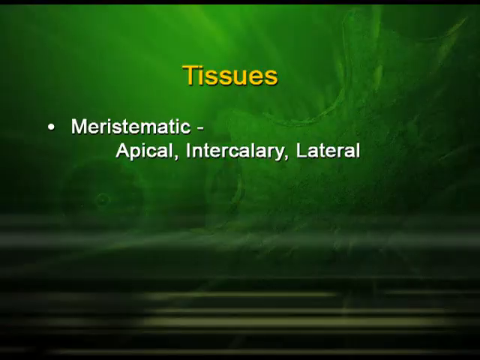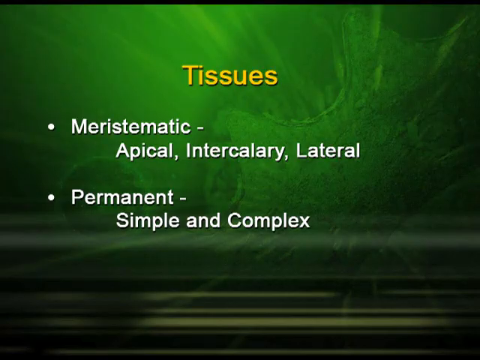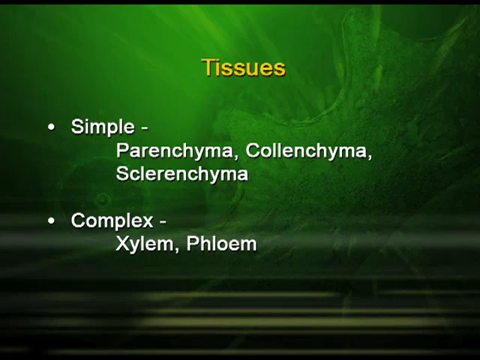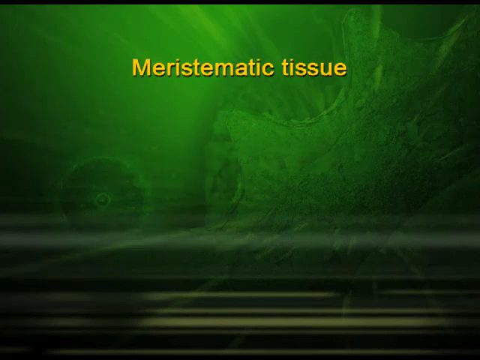Meristematic tissues are of three types. They are the apical meristem, the intercalary meristem and the lateral meristem. The permanent tissues are of two types, the simple tissues and the complex tissues. The simple tissues are made up of parenchyma, collenchyma and sclerenchyma, and the complex tissues are made up of the xylem and phloem.